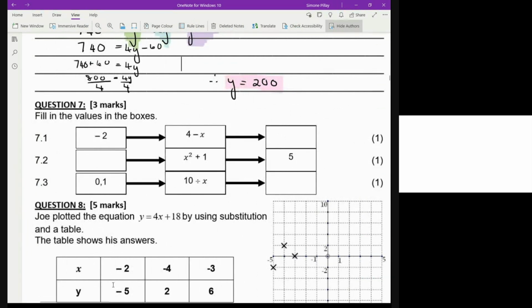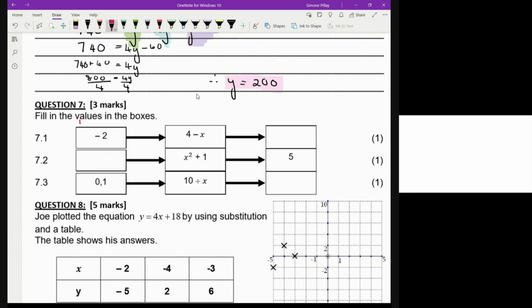So they've asked us to fill in the boxes. Okay. And what we are going to do is we're sort of trying to see what's happening over here. We have -2 and it's flowing. It becomes 4 minus x. Okay. So I'm seeing what we're doing. We are substituting. They're giving us a value. They're giving us an equation. And then we have to substitute.